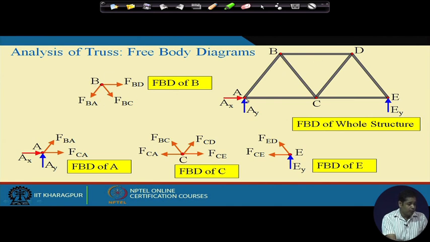Similarly, if I have to draw the free body diagram of joint A, what are the forces at joint A? Reaction forces AX and AY, then the member force from AB and the member force from AC. So, this is the free body diagram of joint A. If we draw the free body diagram of joint C, we have the member force from AC, the member force from CE, the member force from BC, and the member force from CD. So, this will be the free body diagram of joint C. Similarly, for the free body diagram of joint E, there is the reaction EY and two member forces, member force ED and member force CE.